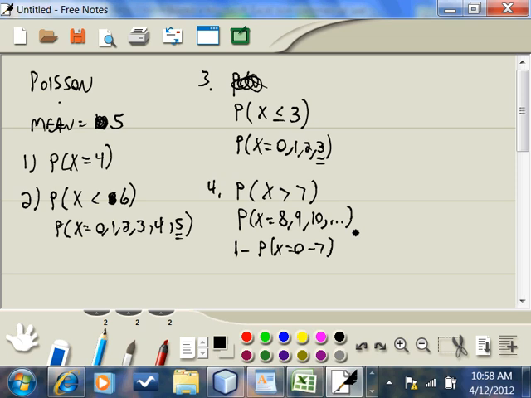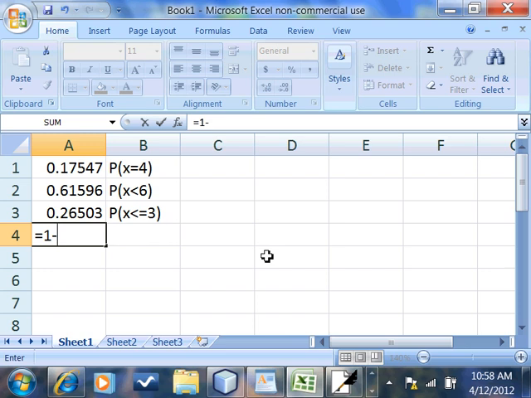And this is going from 0 up to a number, so we're ready to plug that into Excel. So do equals 1 minus, that's our first part, and then 0 to 7, so we'll do Poisson. And the ending number, when going from 0 to a number, so we'll put 7 in, then 5, and then you have to put a 1 for cumulative, because that'll be x equals 0, 1, 2, 3, 4, 5, 6, 7. And what was this one? Probability x is greater than 7.